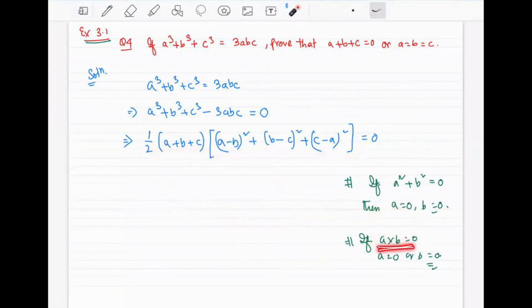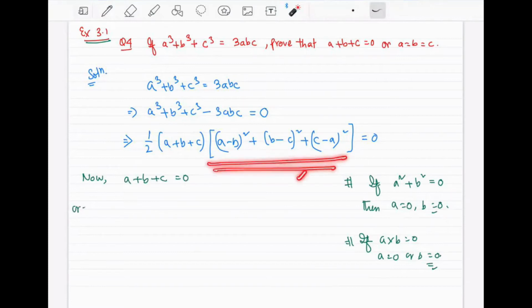If this condition is there, we know that A is equal to 0, right? But instead of A, we have A plus B plus C. Based on this condition, what are we going to write? Now, A plus B plus C is equal to 0, or the other one will be equal to 0. This part will be equal to 0.